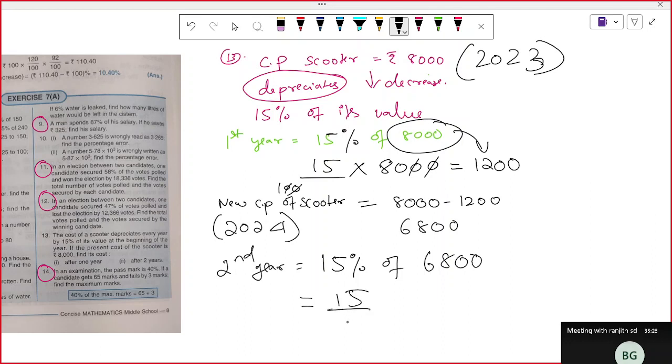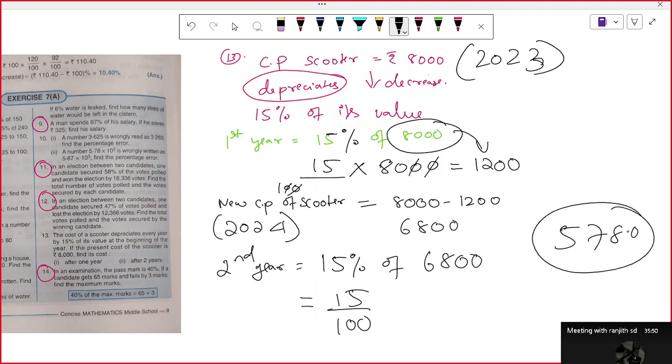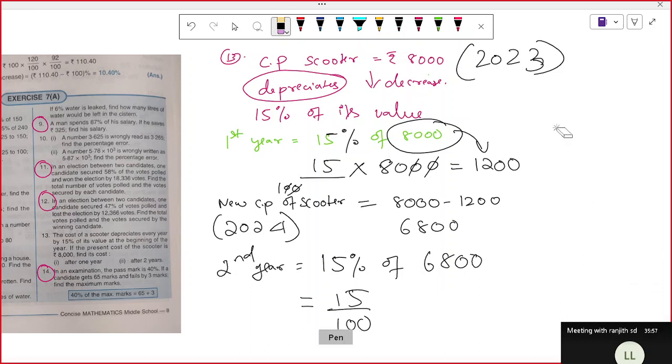So 5,780. Okay, after reducing? So done. Yeah, after subtracting, sir. Okay, after subtracting it is 5,780. Okay, that is the price, correct? After 2 years of depreciation, 2 years you have reduced the price. Okay, this is percentage. Look, if you're not able to understand this concept, 8,000.